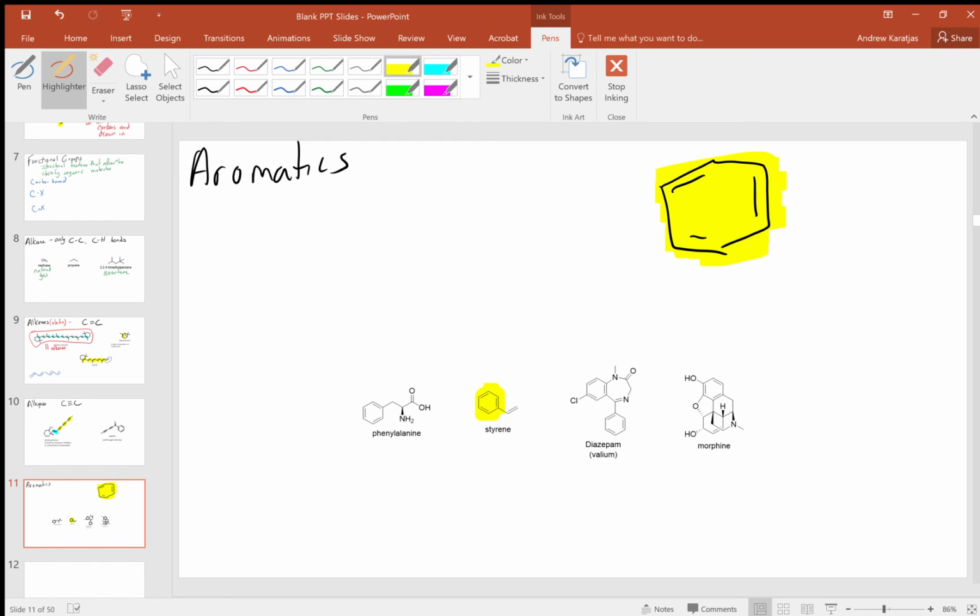There's an aromatic ring contained here in styrene. Styrene, you might be familiar with, is the precursor to polystyrene, or styrofoam. Phenylalanine is an amino acid that has an aromatic ring. Down here we see Valium, which has not one but two aromatic rings. And we see an aromatic ring here in the structure of morphine as well.